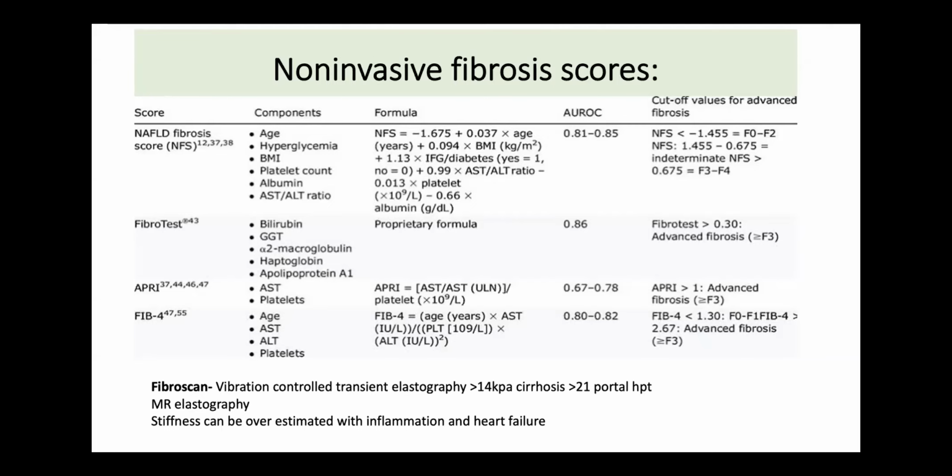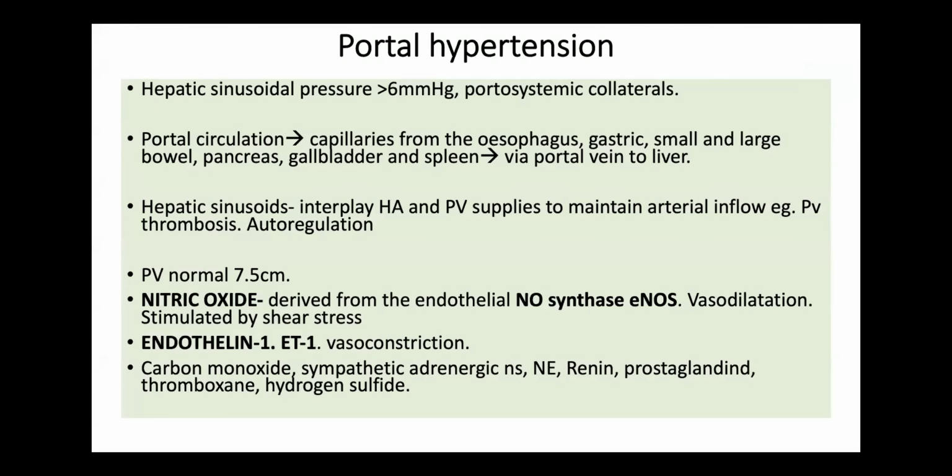And if you're fortunate enough, a fibroscan can be used as well, looking at the kilopascals. This can estimate that more than 14 is likely cirrhosis, more than 21 is likely to develop portal hypertension, etc. And MRI, etc., can also be used. The stiffness in these two scores can actually be overestimated in patients that have active inflammation, or if patients have congestion in terms of heart failure, right heart failure in particular. So it has to be used with discretion.